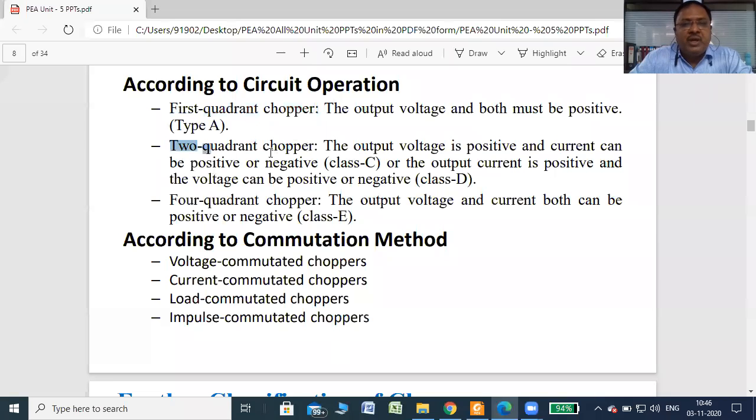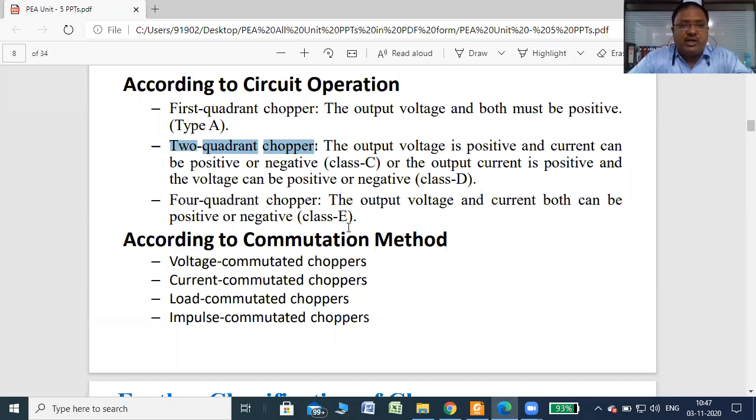Two quadrant chopper: the output voltage is positive and current can be positive or negative, that is class C. Or the output current is positive and voltage can be positive or negative, called class D. So both are called two quadrant choppers. Then four quadrant chopper: the output voltage and current both can be positive or negative. That is class E, nothing but a four quadrant chopper. So these are the types according to the circuit operation.